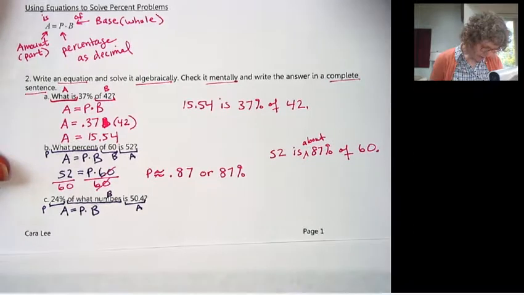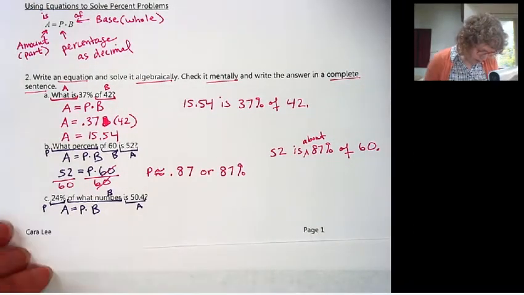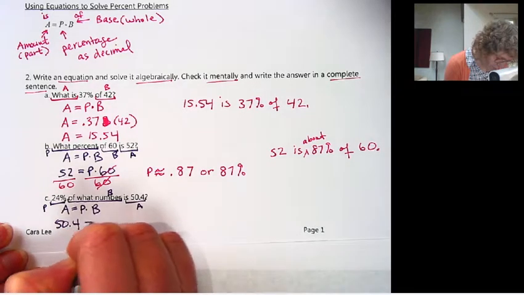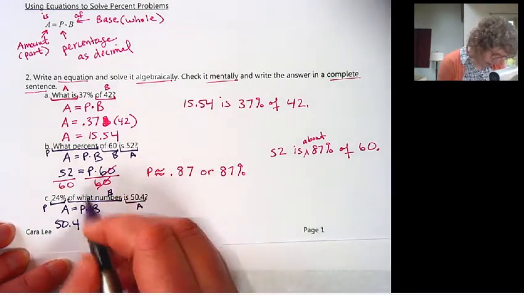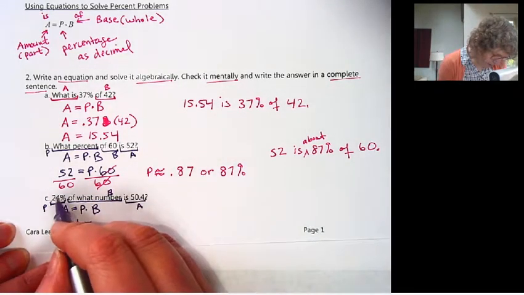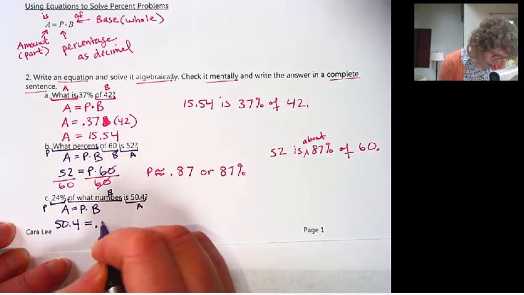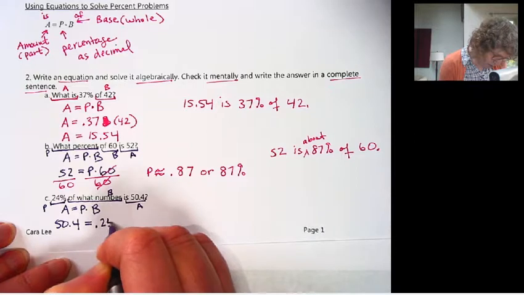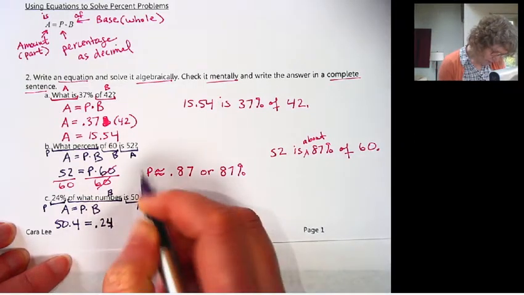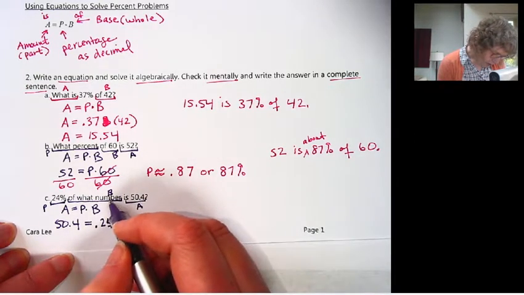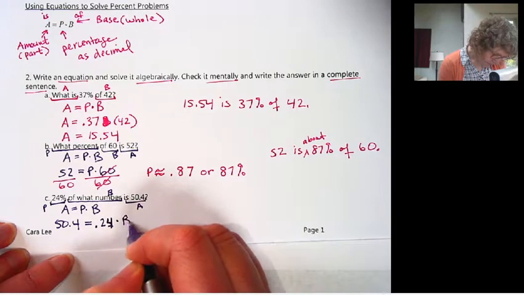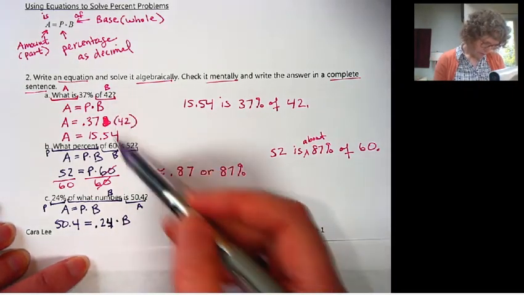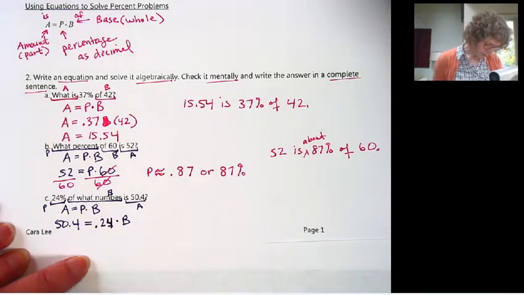Okay, so let's plug that in. Okay, so we know our A is 50.4 equals, our P is 0.24, sorry. And we don't know our B. I got distracted by thinking about these three different problems, so I'll go there in a second.